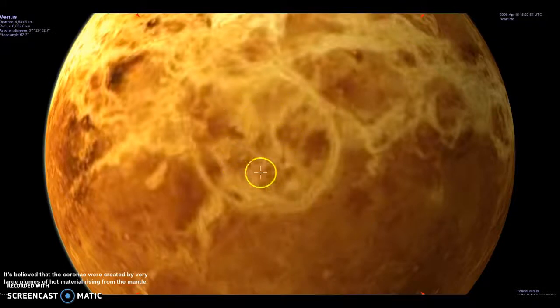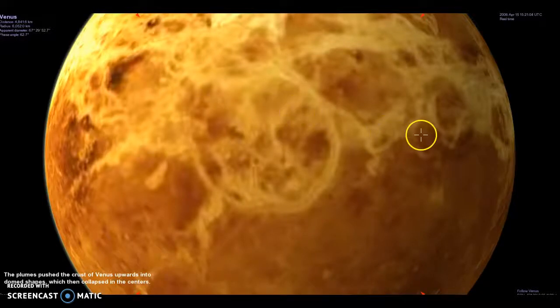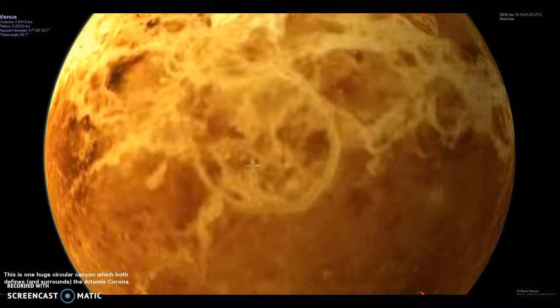So right here you have a corona. And they believe that they were made by large plumes of hot material rising up from Venus's mantle. And they created these dome shapes which then collapsed back down, which made these large craters. And that's what the coronas are. And this one here is called the Artemis Chasma. I don't know if I'm saying that right, but that's what it would be.